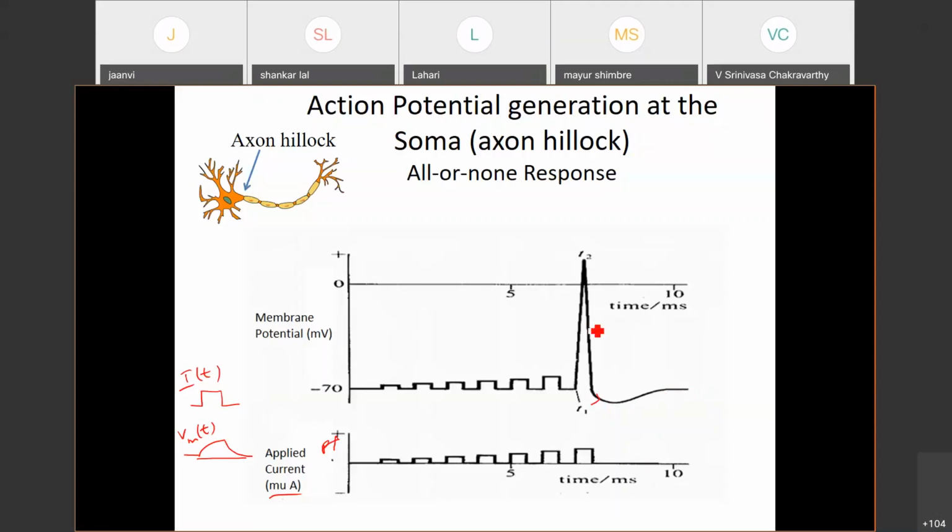This sharp voltage spike is very peculiar about a neuron. The other cells in the body, which also have electrical activity, don't always produce this kind of sharp voltage spike. And this kind of spike is called an action potential. Okay, this is a nonlinear response because up to this point there's a linear increase to the input current, but beyond that, as if some threshold is crossed, there is a sudden increase in voltage.